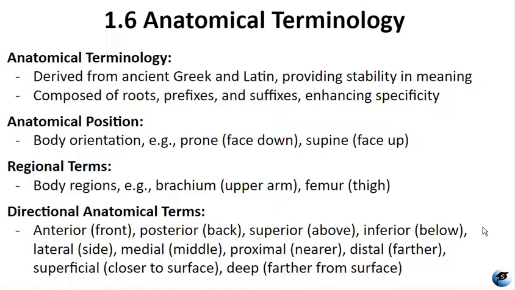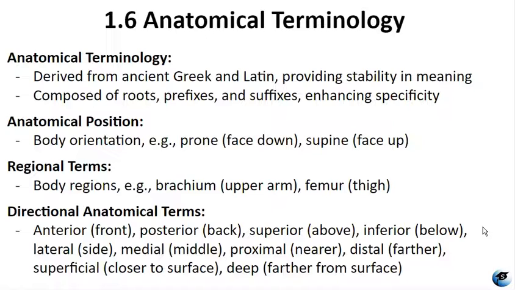Standardizing body orientation in the anatomical position involves an upright stance with feet shoulder-width apart, upper limbs at the sides, and palms facing forward. This standardized position reduces confusion in descriptions, irrespective of the body's orientation. Terms like prone, which means face down, and supine, which means face up, describe body positions when lying down. Specific regional terms like brachium for upper arm and femur for thigh further increase precision of the terminology.